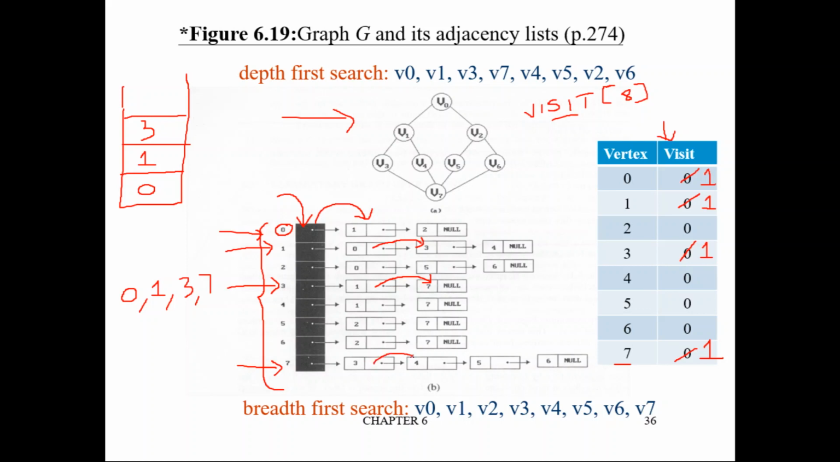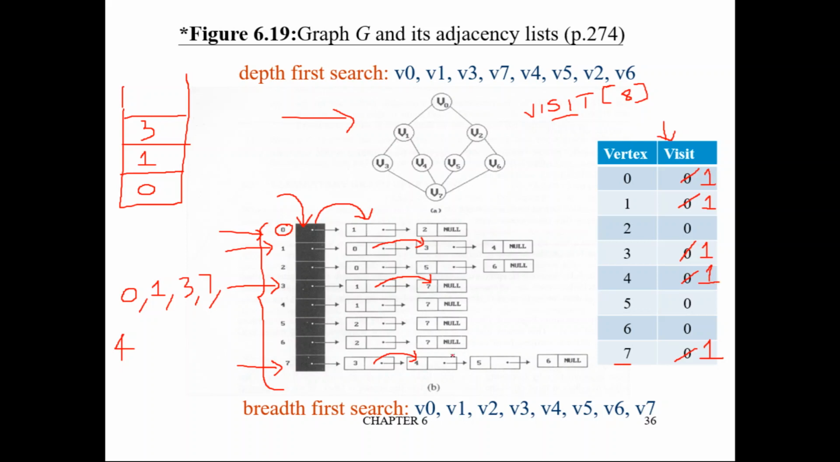So go to the next. Next is 4. Is 4 visited? Check here. 4 is not visited, which means visit it. So after 7, we will visit 4. Visit 4 and make this visit array value as 1.